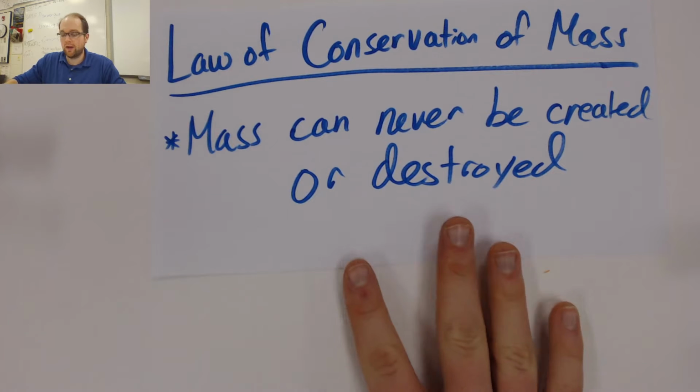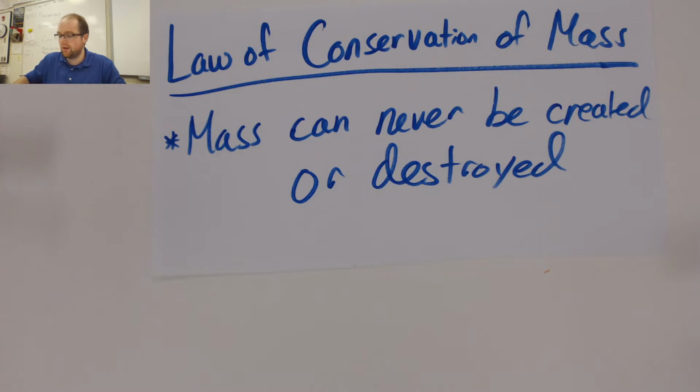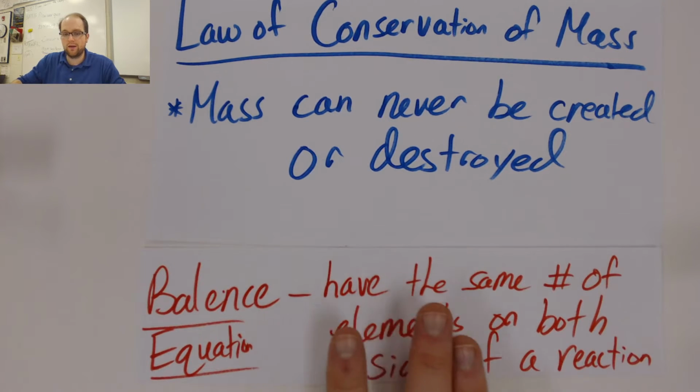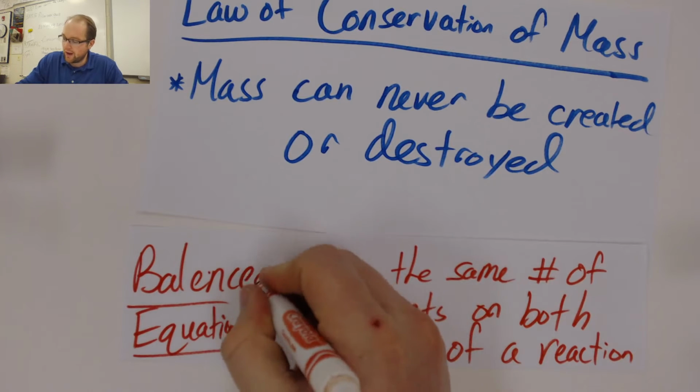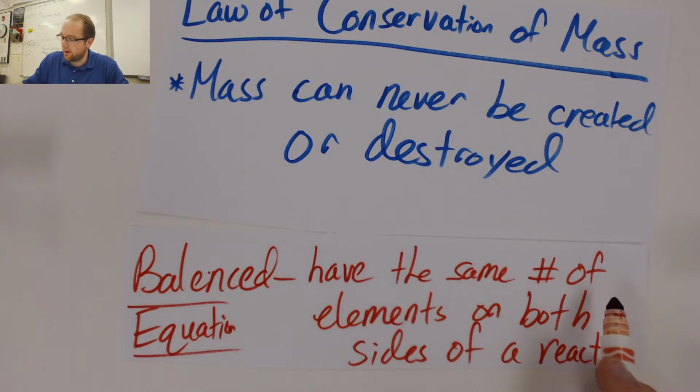So, how do we apply this to chemical equations? Well, we need to make sure every equation we write in chemistry is a balanced equation. A balanced equation is when we have the same number of each element on both sides of a chemical reaction. So the products and the reactants have the same thing.